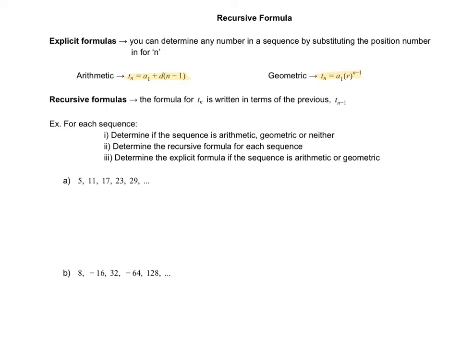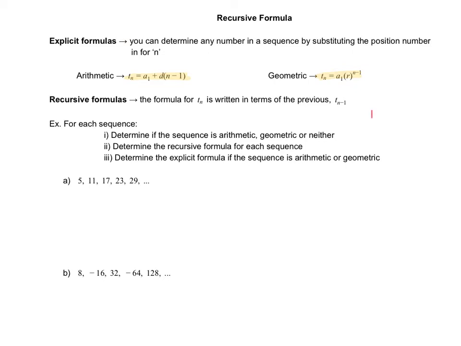Now, this video is all about recursive formulas, and for a recursive formula, you can't find a number in the sequence that is very far off, like the 100th, the 200th. It would take a very long time, and that is because the formula for Tn is written in terms of the previous number, which is Tn minus 1. So I just want to show something quickly.